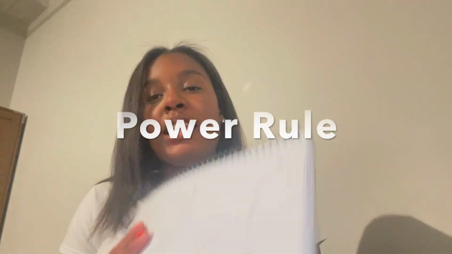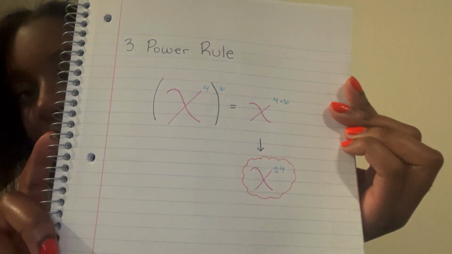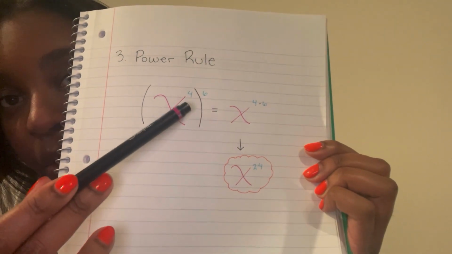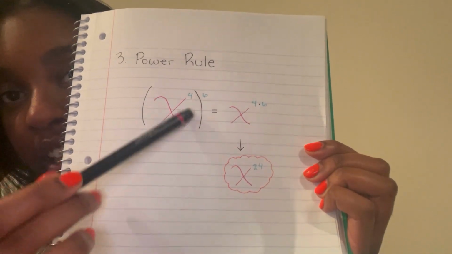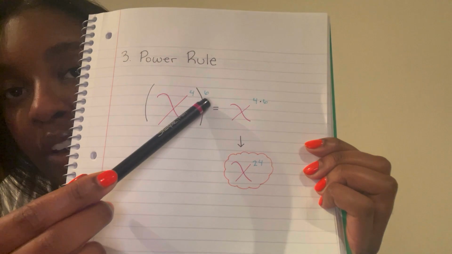Moving on to our third rule, we have the power rule. This is a bit less chaotic, or more simple. I don't know. It's all new. It's all different, especially if this is a new concept to you. So we have x raised to the power of 4. This expression is raised again to the power of 6.